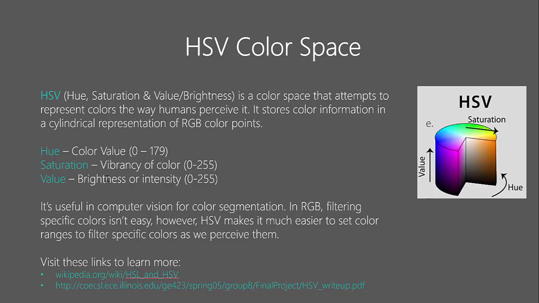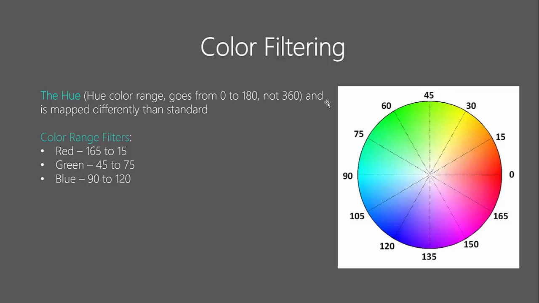And value is brightness. As you can see, at the lower ends of the value, you get dark or black colors, and then going all the way up, you start getting bright colors. So this is how HSV represents colors, and it does it almost as well as RGB, even given this limited range here. So now back to color filtering. While the hue goes from 0 to 180, you can see that in this circle here.